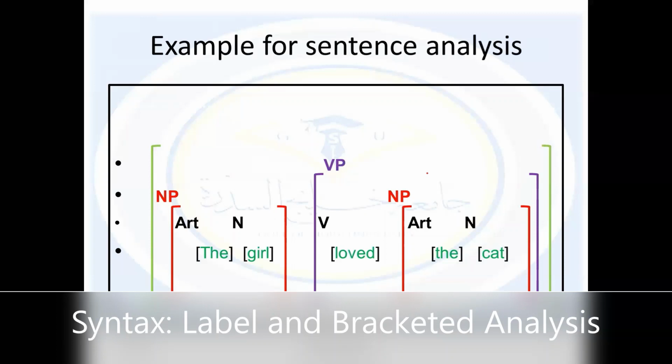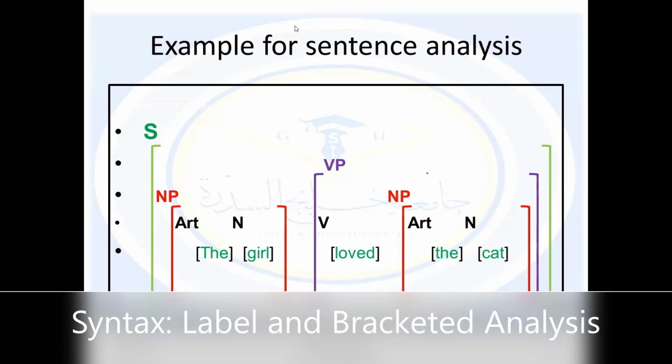Now the largest unit is the sentence. So that's what we mean by analysis. We colored it in green. We make the brackets in green because it is the largest one. It's not a rule, but we did it to clarify the point, to make it easy to understand. So here the largest unit in this sentence is the sentence.